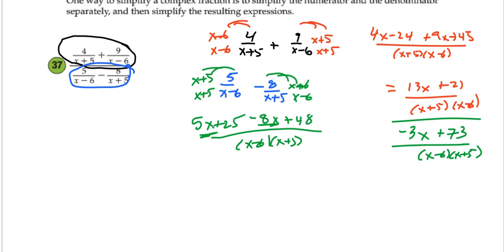Now it's a complex fraction. We dealt with those before. This is just a divide sign. So you just rewrite it. You get 13x plus 2 over x plus 5, x minus 6.